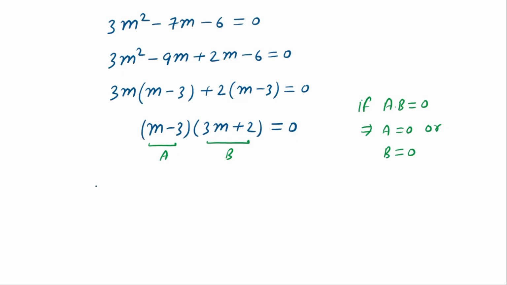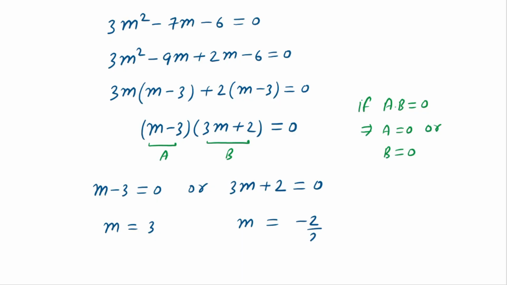So this expression is m minus 3, this is equals to 0, or 3 times m plus 2, this is equals to 0. Here value of m is equals to 3, and here value of m is equals to minus 2 over 3. Let's say this is case first and this is case second. First we will solve case first, and case first is m is equals to 3, and we know that m is equals to x plus 1 over x.